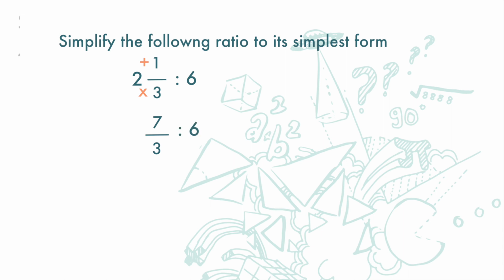Next, we need to make the fraction into a whole number. How to do that? We multiply the ratio by 3. That way, we get rid of the denominator 3. So we get 7:18.